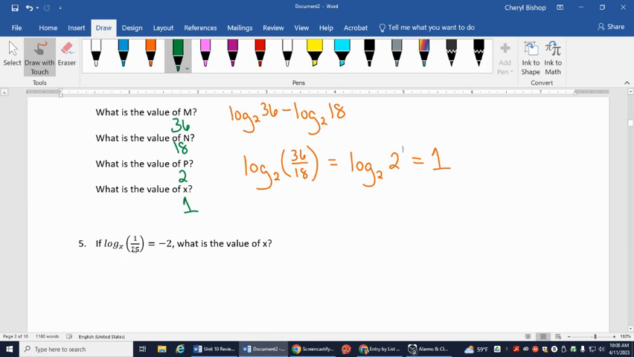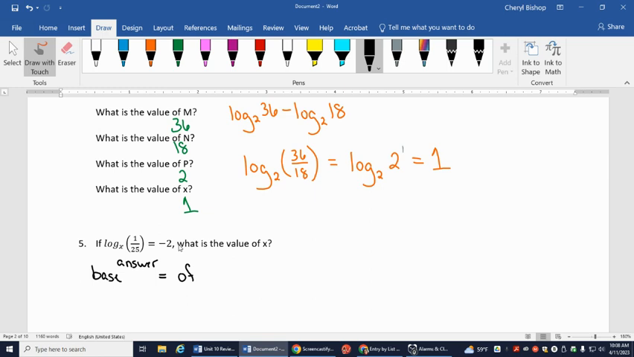All right, if log base x of 1 over 25 equals negative 2, what is the value of x? So what we need to remember, and somebody might want to make a poster about it and put it on the wall, is when we see this log base x of 1 over 25 equals negative 2, remember: the base to the answer equals the of. The base to the answer equals the of.